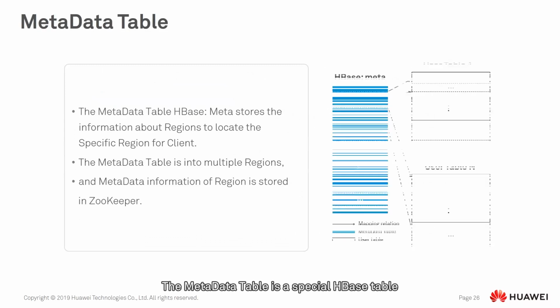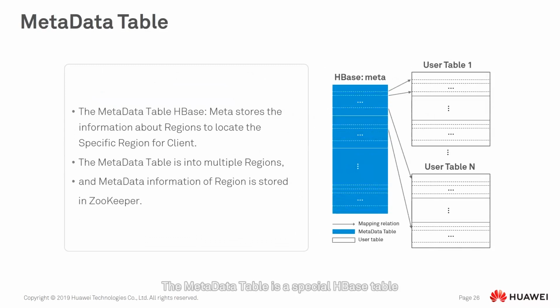The metadata table is a special HBase table, which is used by the client to locate a region. The metadata table includes HBase meta that records region information of user tables, such as region location and start and end row keys. Besides, the metadata table is split into multiple regions, and the metadata information of the region is stored in Zookeeper.